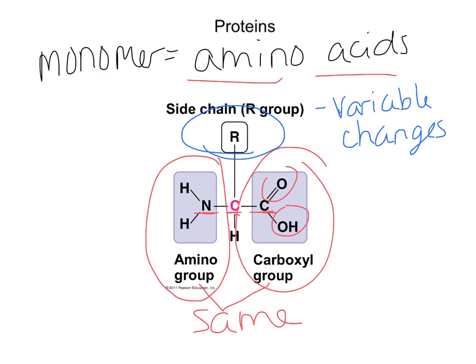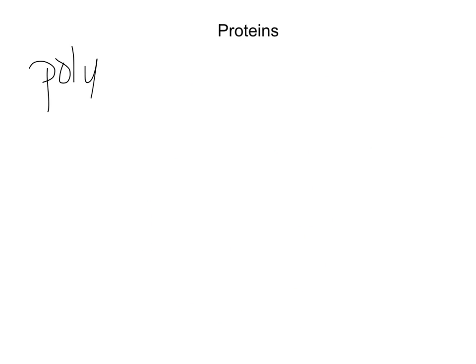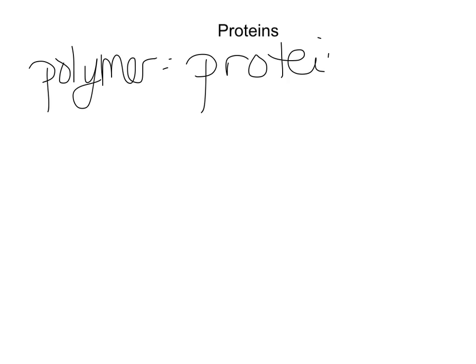It can change from amino acid to amino acid. Our polymer of proteins then is a protein. So in carbohydrates it was a little bit different. Our polymer was the polysaccharide. In the protein, the polymer is a protein. Okay, so it's going to be lots and lots of amino acids.